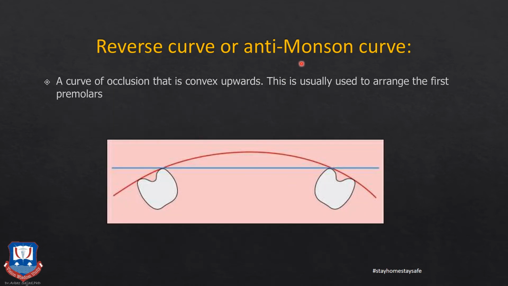Next is the anti-Monson curve or the reverse curve. This is a curve which is concave in a mediolateral direction. That is, the curve of Wilson was convex in a mediolateral direction, and this reverse curve or anti-Monson curve is concave upwards. This is usually used to arrange the first premolar. As you know, in a glass plate relationship, for the maxillary first premolar, only the buccal cusp should touch the glass plate. This is because of the reverse curve, the anti-Monson curve.